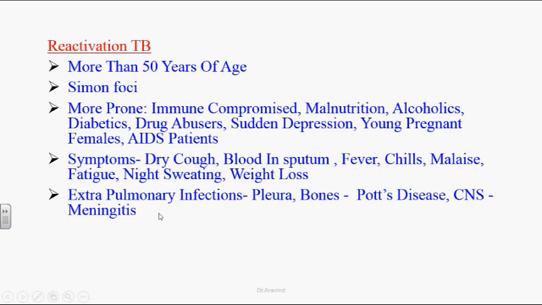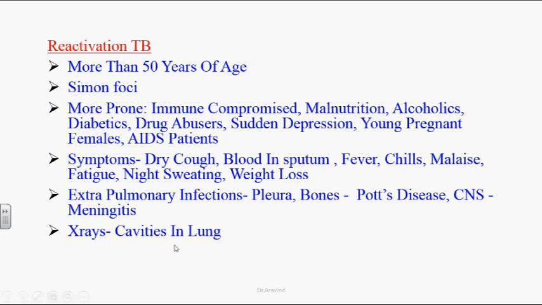Especially meningitis is seen in adult patients, and we can see the granuloma cells in the CSF. That is one of the diagnostic features for identifying tubercular meningitis. In CSF samples we can see fibroblasts, plasma cells, epithelioid cells, giant cells, and these organisms. So that is one of the important diagnostic features in tubercular meningitis.